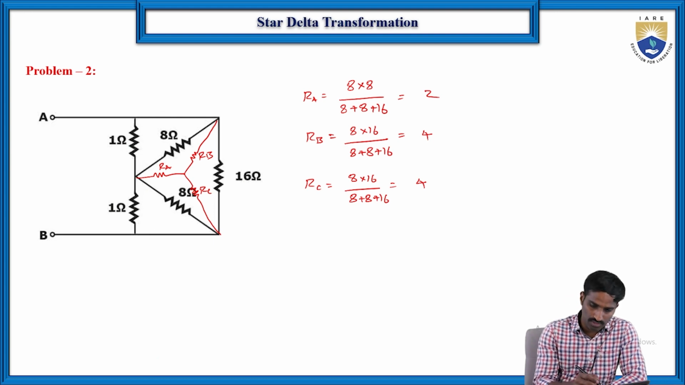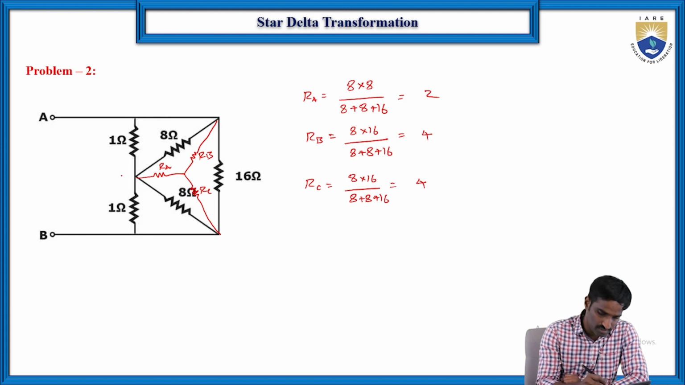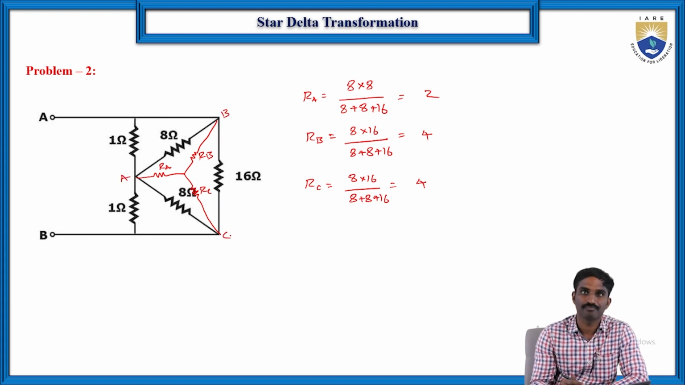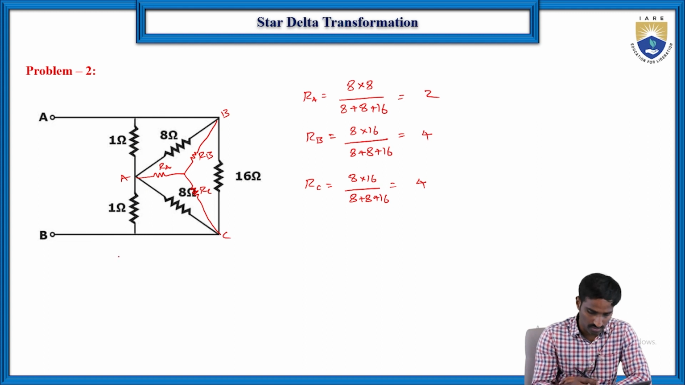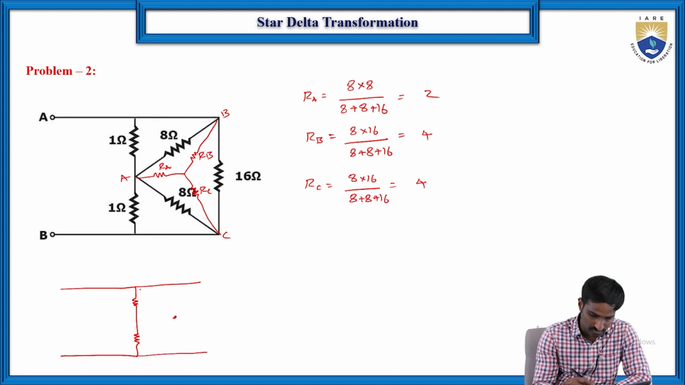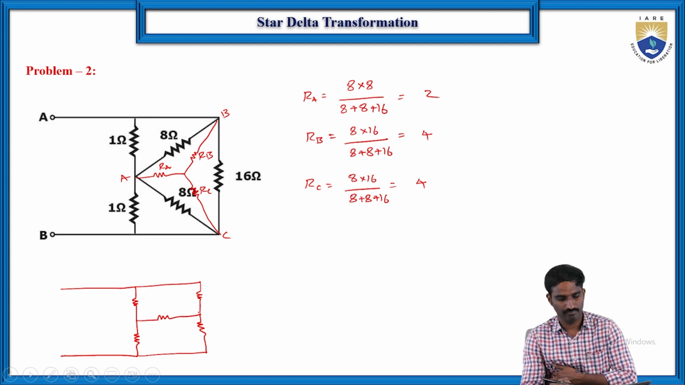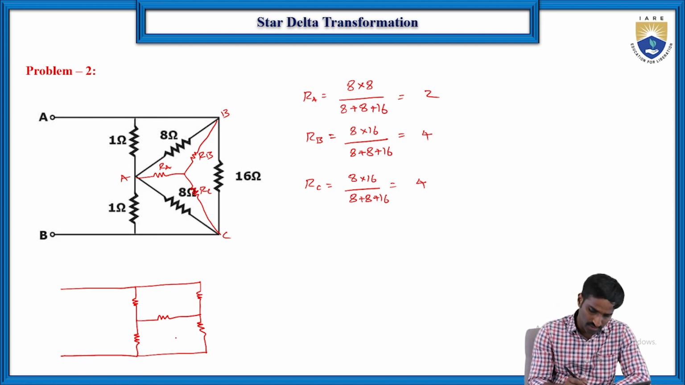Now let us draw the reduced network, so here A, here B and here C. Already A B is there, but instead of this you can just make it 1 2 3, so that is not a problem. Then already 1 ohm is there, and in between here also 1 ohm is there, so here it is as it is, and here also as it is. Then let me draw like this, 1 and 2, and in between one more resistor is there. This is converted into delta.